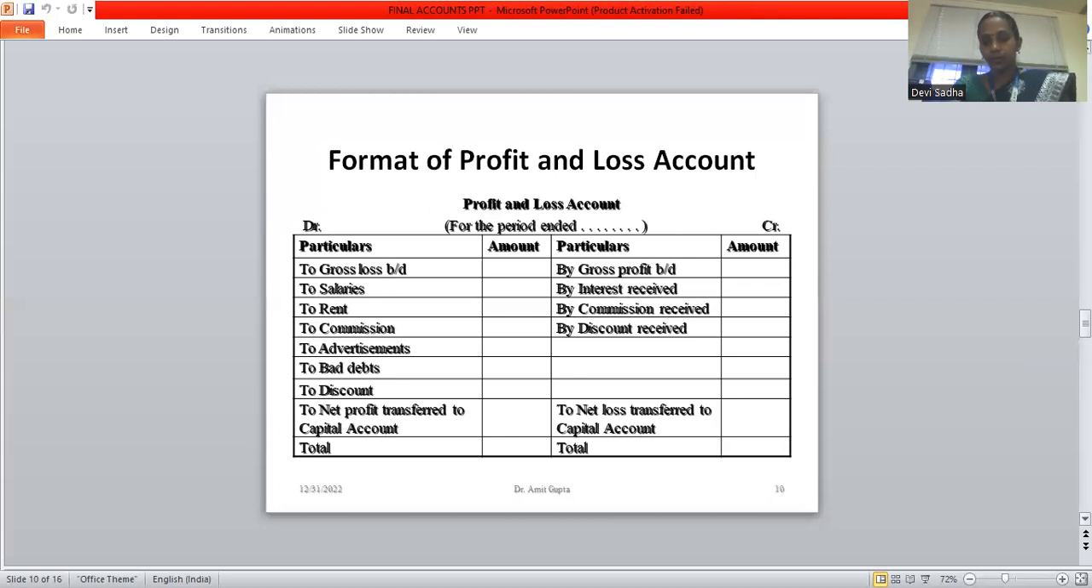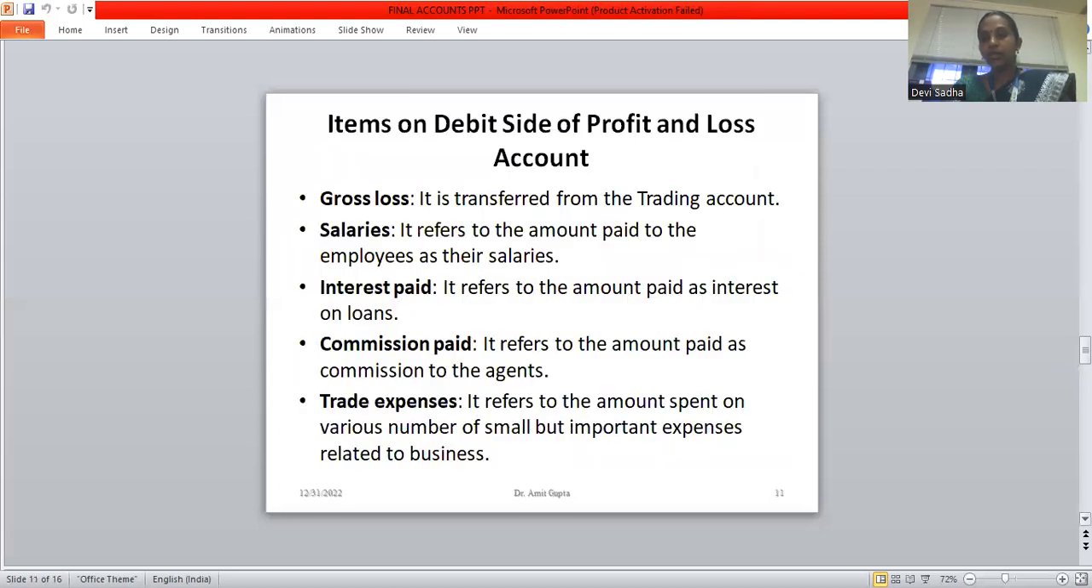The next one, the items on the debit side of the profit and loss account. Gross loss is transferred from the trading account. Then salaries: the amount paid to the employees as their salaries. Then interest paid: the amount paid as interest on loans, etc. Then commission paid: the amount paid as commission to the agent, that is sales commission. Then next, trade expenses: the amount spent on various small but important expenses related to the business.